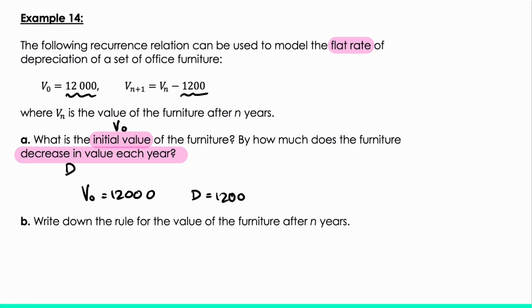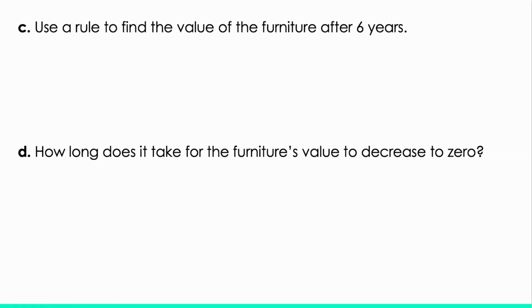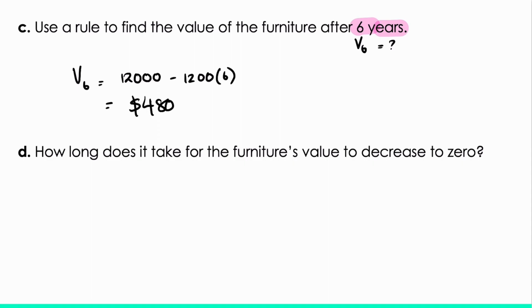And now we need to convert the rule. The rule, as we know, is Vn is equal to V0 minus Nd, because it's flat rate depreciation. So in this case, V0 is 12,000 and D is 1,200 N. Then part C says use it to find the value of the furniture after 6 years. So we are looking for V6. So V6 will be equal to 12,000 minus 1,200 times 6. Straight on the calculator, we get 4,800.